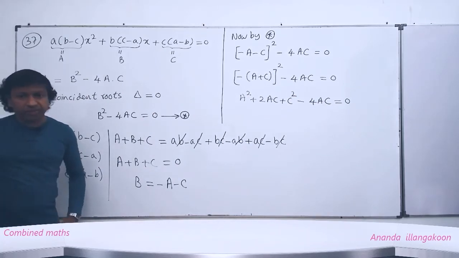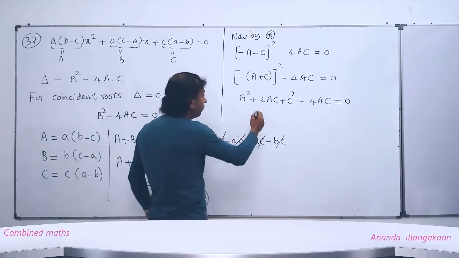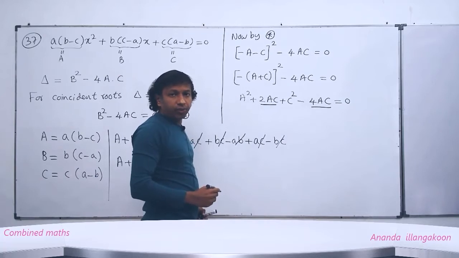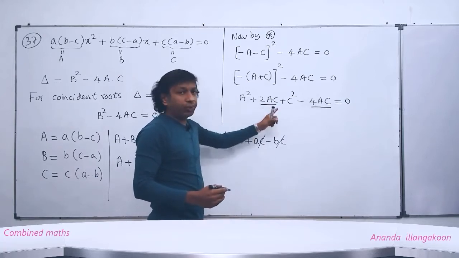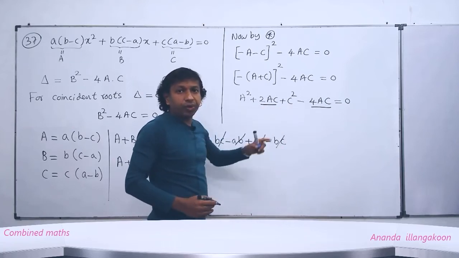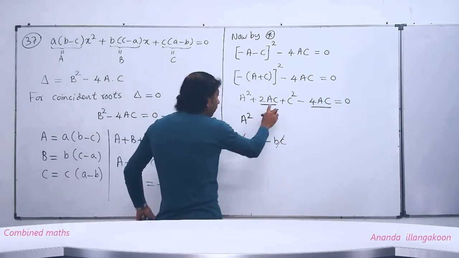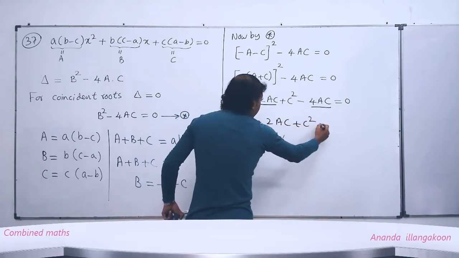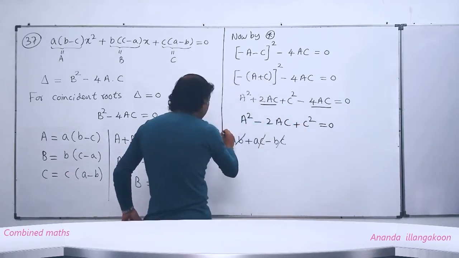Now you can see very clearly here. This 2AC and this minus 4AC, when you simplify, it's like 2x minus 4x. If we take this AC product as capital X, this is 2x, over there minus 4x. 2x minus 4x, people, is minus 2x. So once you simplify this and this, we get A squared minus 2AC plus C squared equals 0. I think up to here you can very clearly understand.